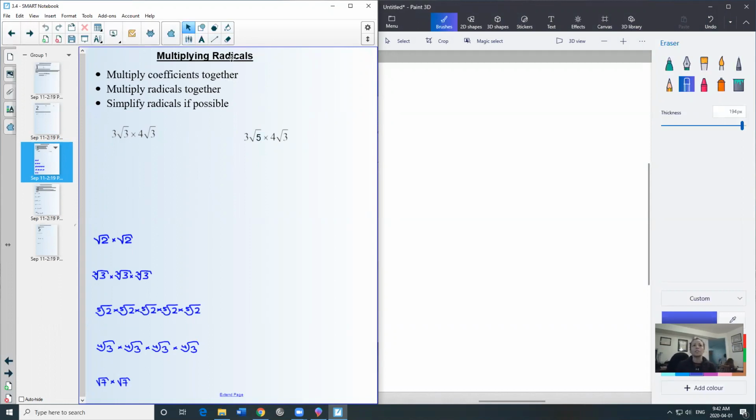So let's look at this one first. Multiplying radicals, you look at the coefficient part and your coefficients get multiplied together. And then you look at the radical part and you multiply the radicals together. So it's really similar to multiplying variables or terms. So let's look at this first example.